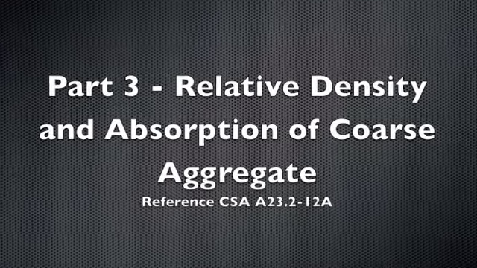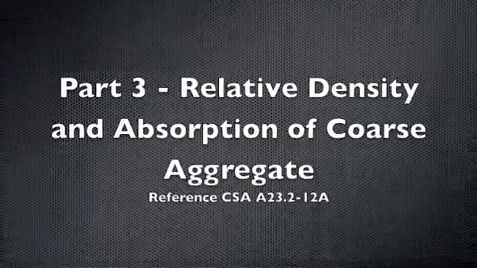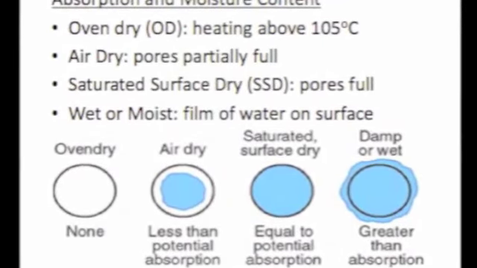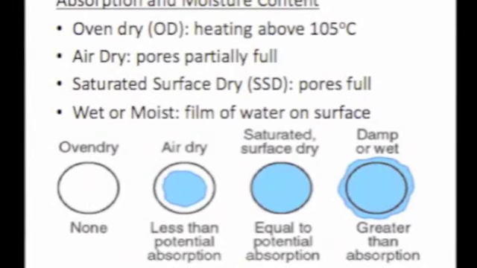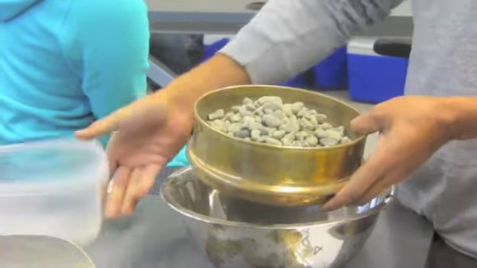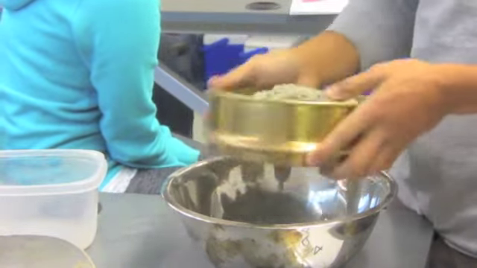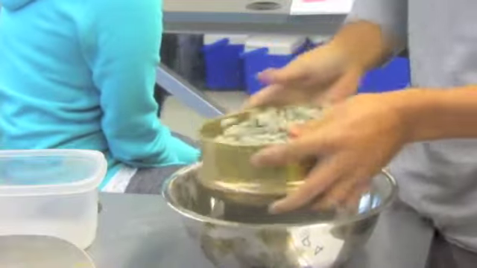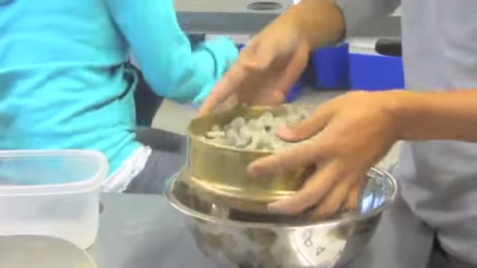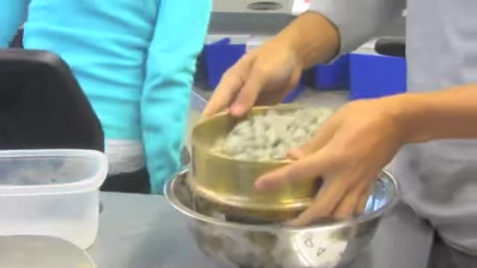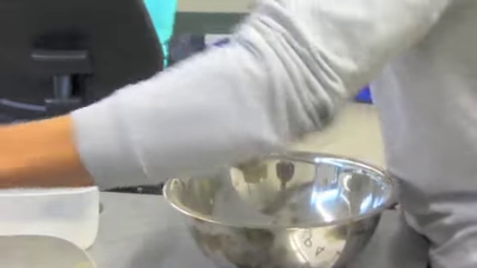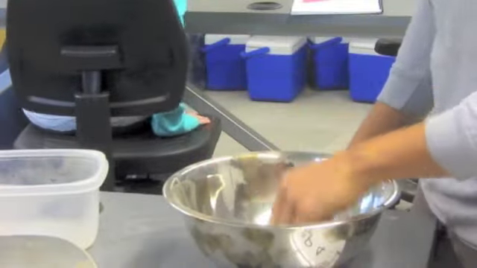Part 3, Relative Density and Absorption of Coarse Aggregate. A few terms that you will need to know: oven dry, air dry, and saturated surface dry, or SSD. Thoroughly mix the sample and reduce it to the approximate sample weight needed. Reject material passing the 5 mm sieve. The maximum test sample should be 3 kilograms for aggregate, nominal max size of 20 millimeters.